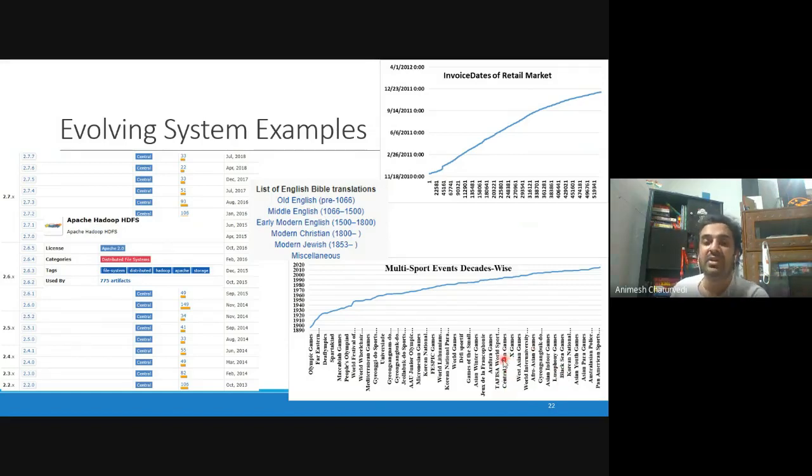Some of them are like Australian police leagues, and all these Asian youth games. So all these things are there, like the Olympic Games. So these are being evolved like this.